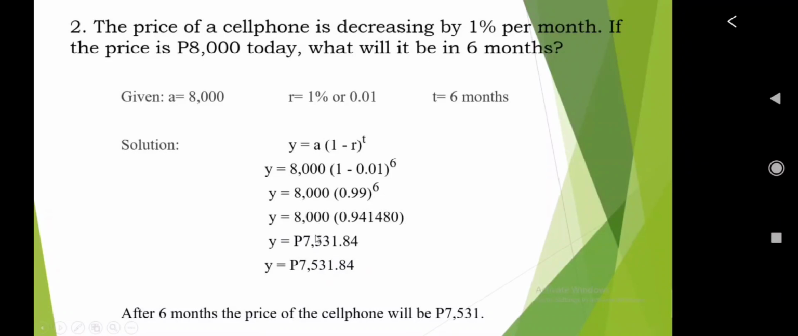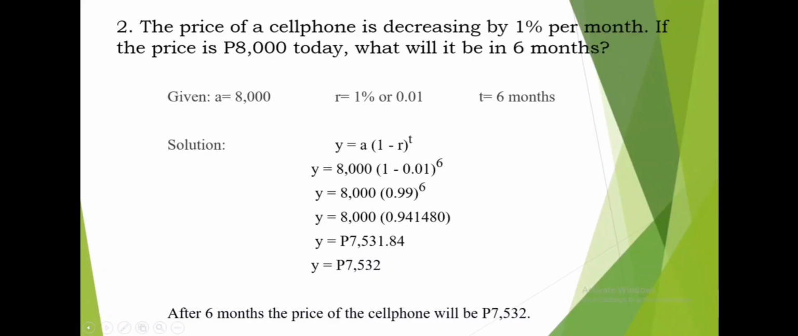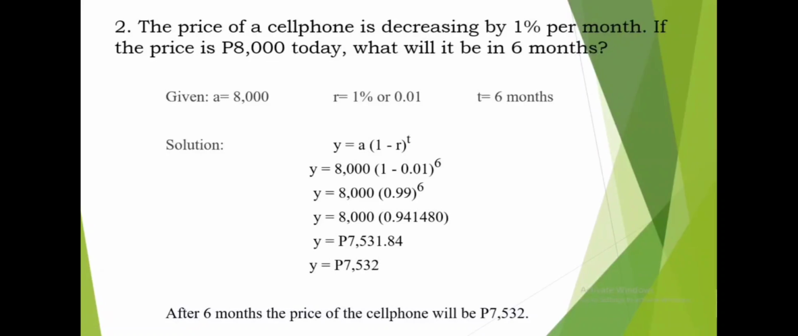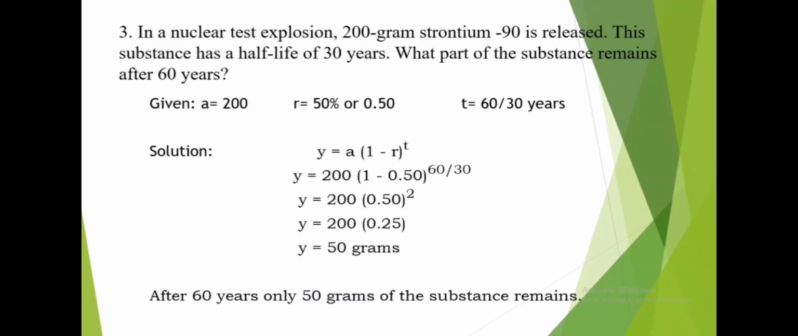Then multiply to 8,000. Our answer is 7,531.84. Let us round off. This will become 7,532 pesos. After 6 months, the price of the cell phone will be 7,532 pesos. Our third example, in a nuclear test explosion, this substance has a half-life of 30 years.